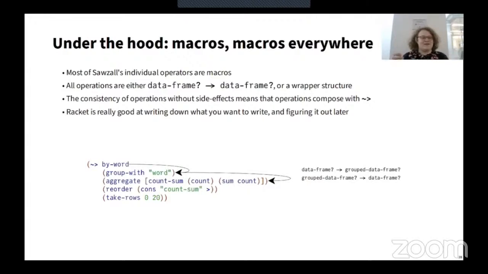In addition, Racket is really good at writing down what you want to write and figuring it out later. In particular, aggregate and create and all of these forms have syntax that doesn't really follow Racket's standard model. But we don't care. We can just write down whatever we want and then make macros do the heavy lifting later. Ultimately, I found that this meant that I could express what I wanted to in the most ergonomic way I could, and then work it out later.